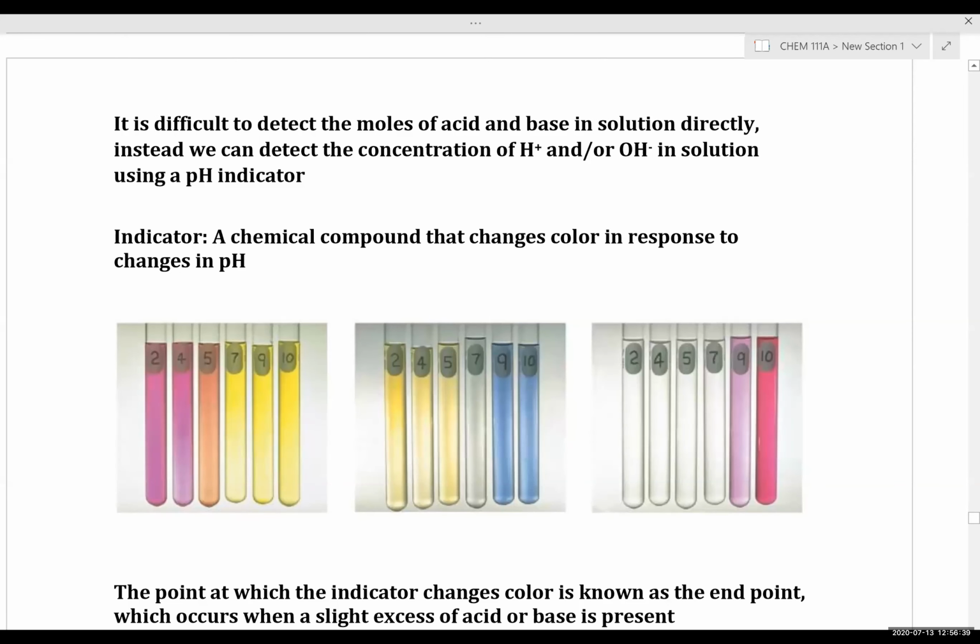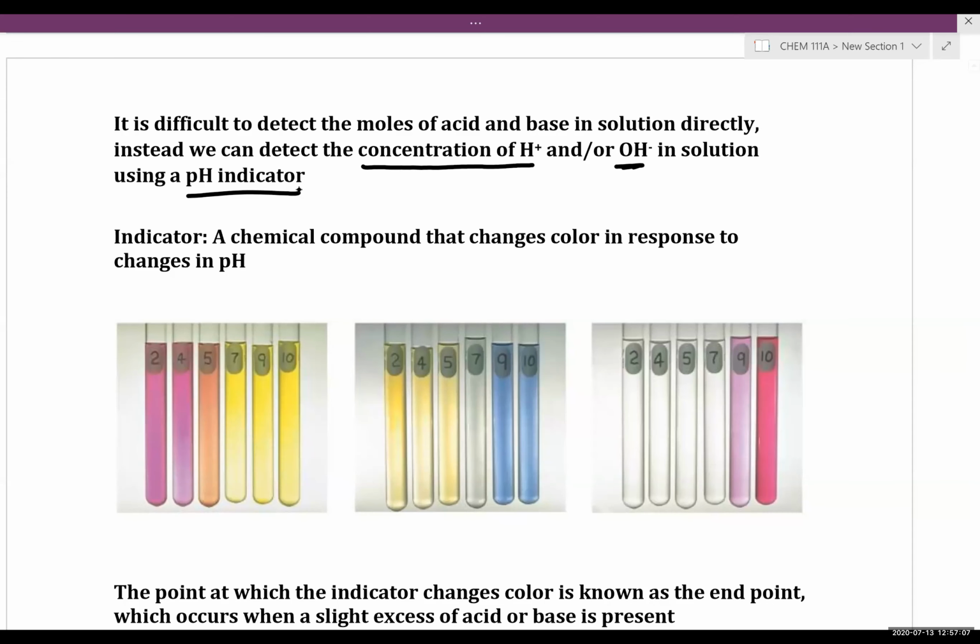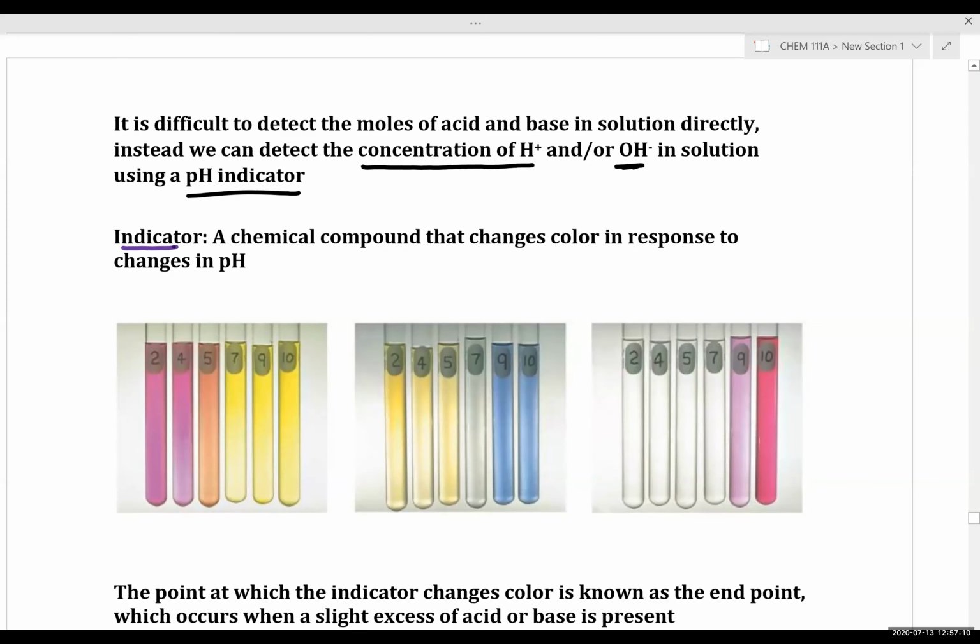So you may say, well, how do we detect the moles of acid or base in solution? Well, we can't necessarily detect the moles of acid or base in solution directly. Instead, what we do is detect the concentration of H+ protons or OH- hydroxides in solution using a pH indicator. Now, an indicator is a chemical compound that changes color in response to changes in pH.